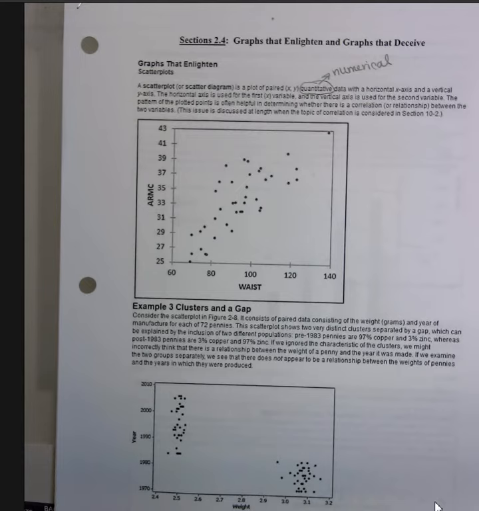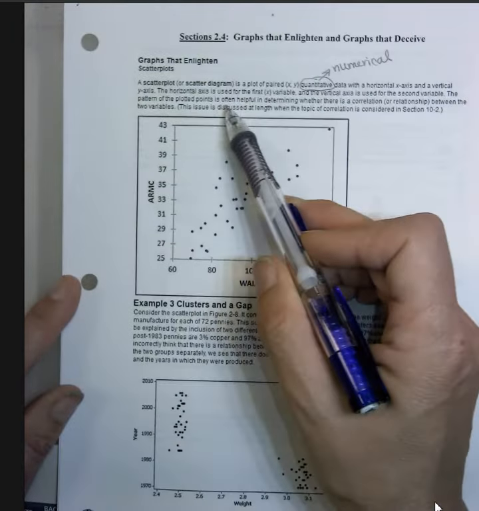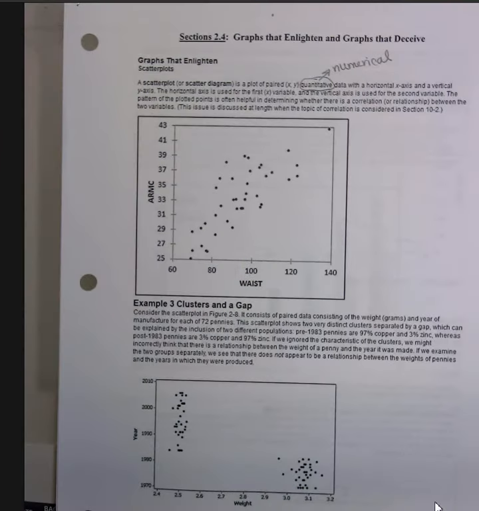The horizontal axis is used for the first variable. The vertical axis is used for the second variable. The pattern of the plotted dots is often helpful in determining whether there is a correlation or relationship between the two variables. This issue is discussed at length when the topic of correlation is considered way at the end of the semester, section 10.2. So here what you're doing is just looking at a trend for the dots.